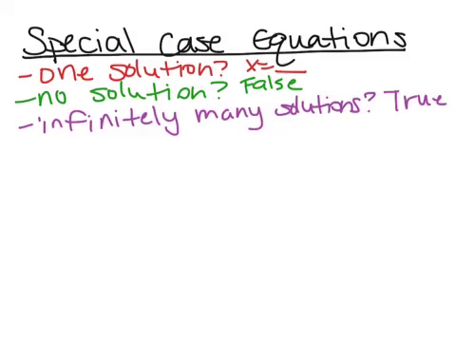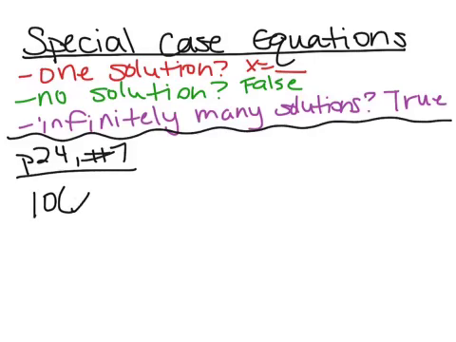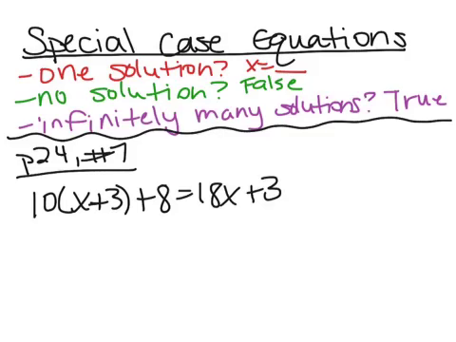Turn in your packet to page 24 and take a look at number 7. We're given 4 equations on the side and we have to figure out which ones have one solution, which ones have no solutions, and which one has infinitely many solutions. First, let's take a look at 10 times (x plus 3) plus 8 equals 18x plus 30.